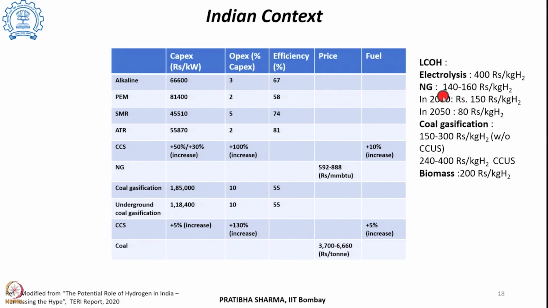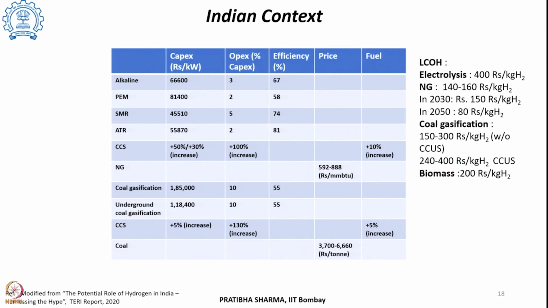It is expected that by 2030 this will be 150 rupees per kg of hydrogen, and by 2050 it will be 80 rupees per kg. Using coal gasification, the price is between 150 to 300 rupees per kg without CCUS. However, if we integrate CCUS, then the price goes up to 240 to 400 rupees per kg.